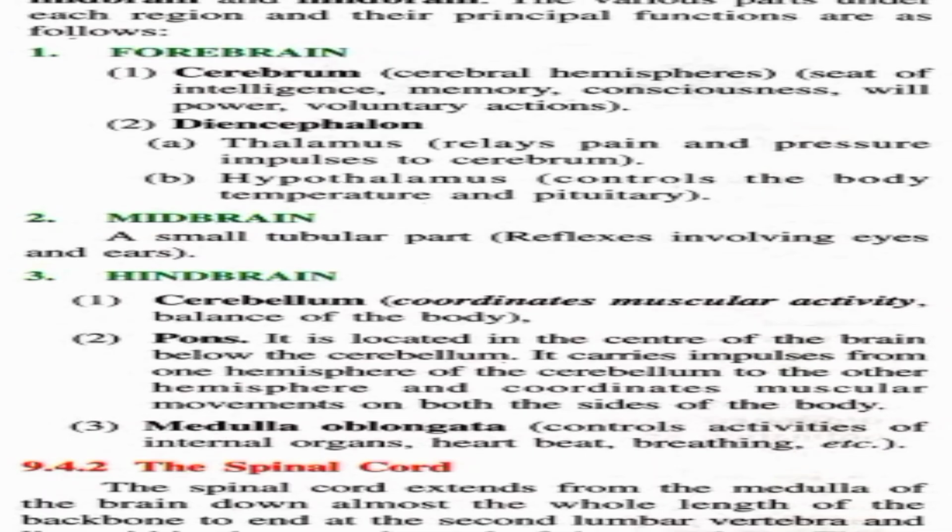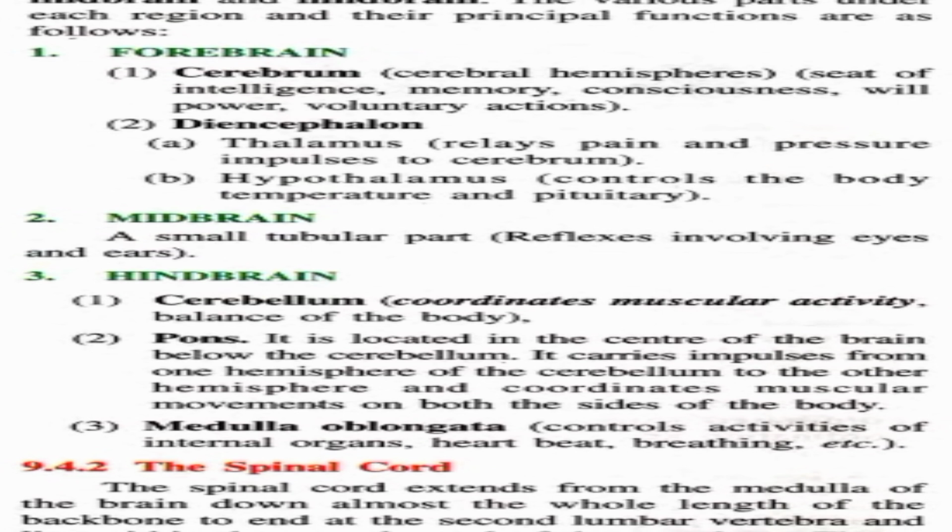Now what about the hypothalamus? Hypothalamus controls the body temperature and the pituitary gland. Very important. Whenever we feel hot or feverish, we feel heat in our body, that is controlled by the hypothalamus. Also the pituitary gland, which you will learn in the later chapters, is also controlled by the hypothalamus.